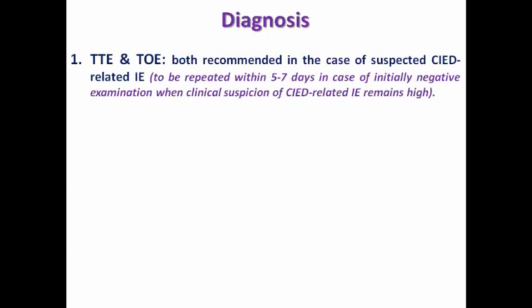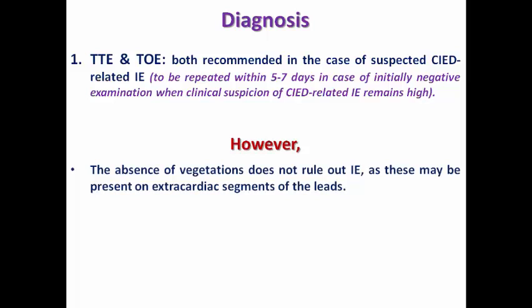Which imaging investigations will you order? Of course, combined transthoracic and transesophageal echo are both recommended, because transthoracic is not enough to visualize all the leads, especially the atrial and the CS leads, so vegetations may be missed. And of course, the pulmonary valve is not adequately visualized by the transthoracic echo, so transesophageal is essential. If they are initially negative but there is a high clinical suspicion for infection, we can repeat them within 5 to 7 days. However, absence of vegetation does not exclude infective endocarditis, as sometimes the vegetations are present on the extracardiac segments of the lead.